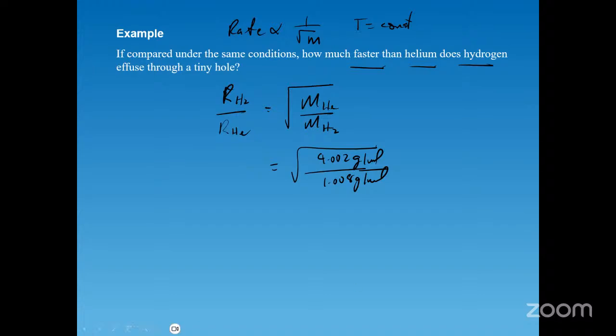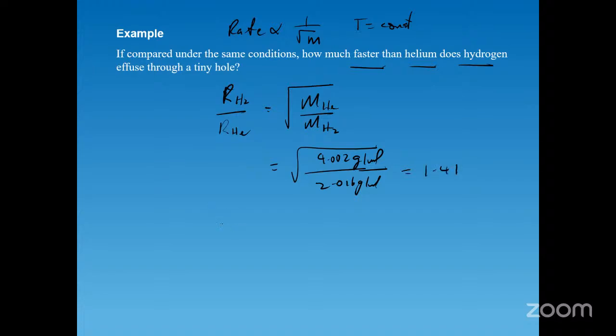I made another mistake. Can somebody tell me what the other mistake I made is? Exactly, the molar mass of hydrogen would be 2 times 1.008. So that would be 2.016 grams per mole. All right. Okay, so let's see what that gets. 4.002 divided by 2.016, and then I find the square root of that. Okay, so according to my calculations, this would equal 1.41.